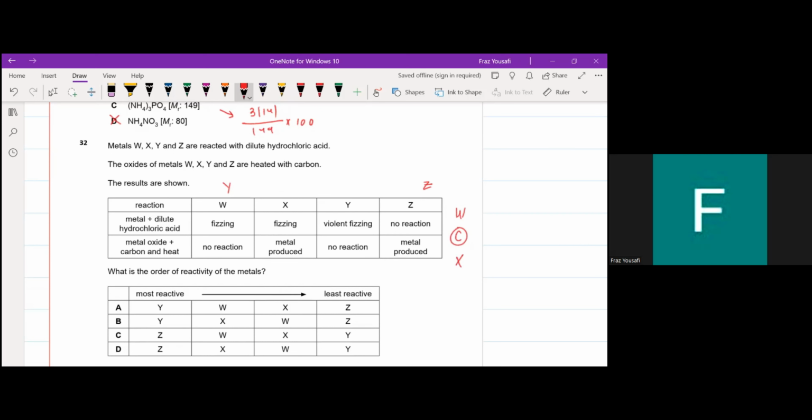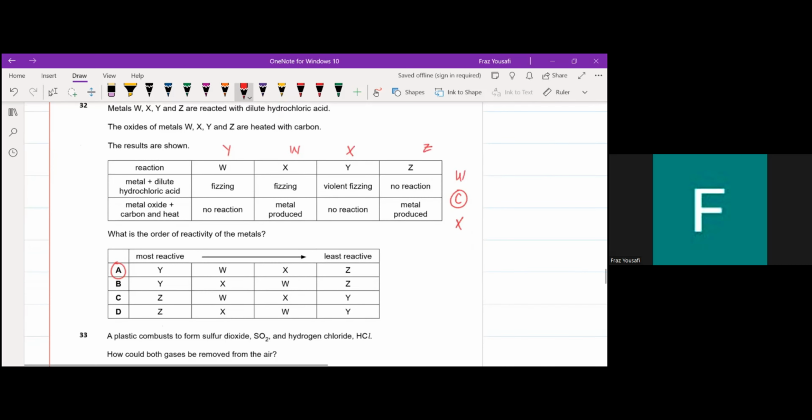So that means after Y, W is the most reactive, and then X, and Z would come all the way at the end. So this is the reactivity series from the data that we've got: Y being the most reactive, then W, then X, then Z. A is your answer.